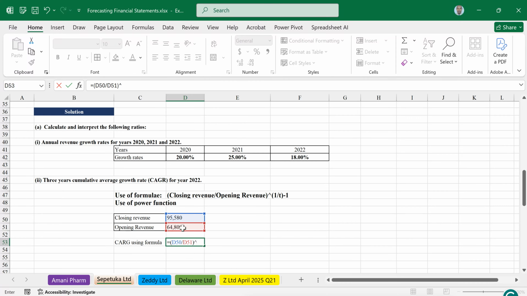open bracket, 1 minus, so it's 1 minus. Now T will be 2 years, not 3. They said for a 3-year cumulative average, but if you count from 2020 to 2022, we just have 2021 and 2022. So that will be 2 years that will be used. So 1 minus 2, close bracket, then minus 1.